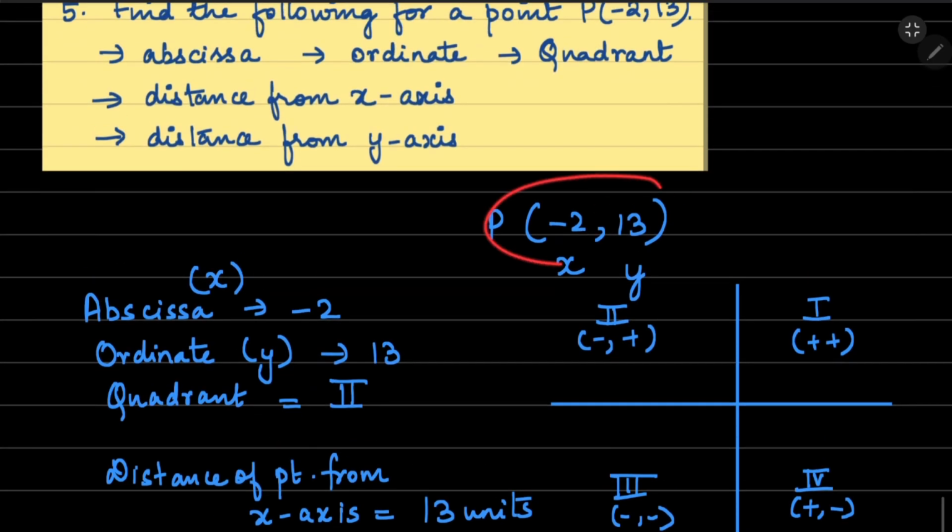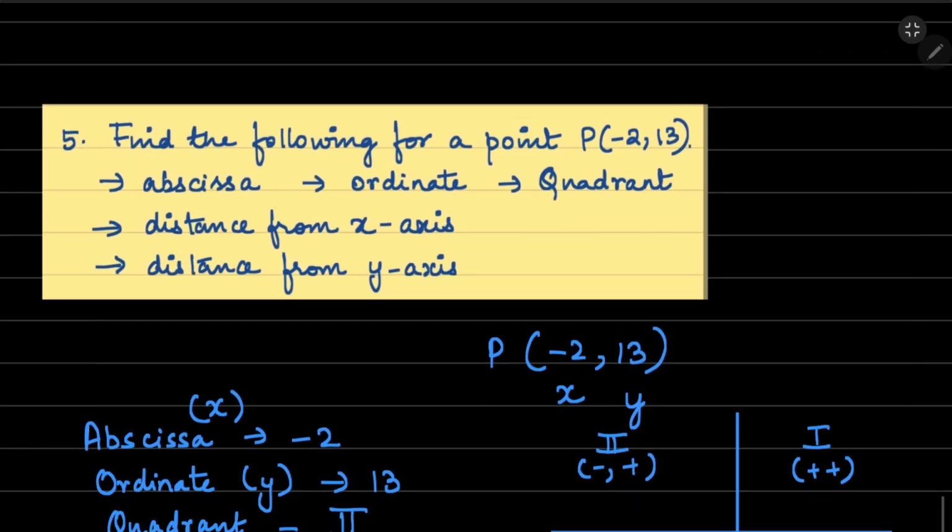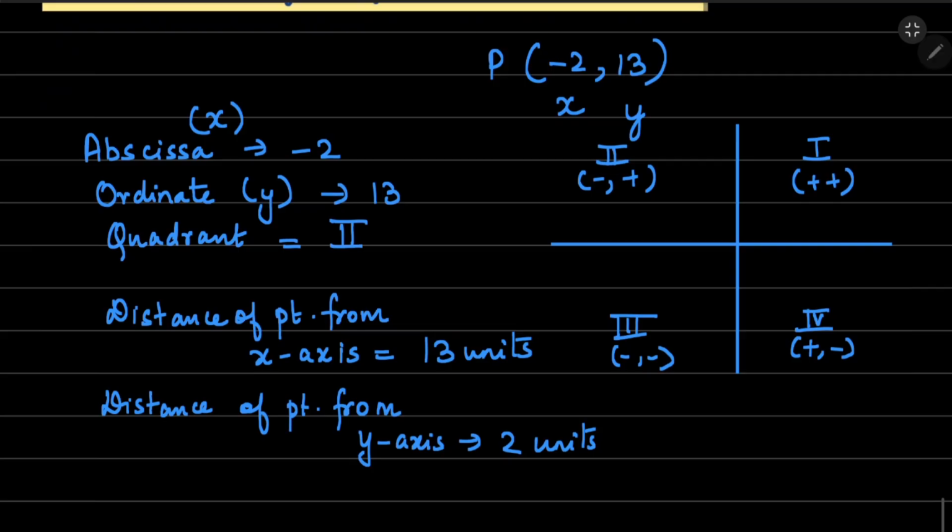So whenever you're given a point, the first value is your x coordinate, which is also called abscissa. The second value is your y coordinate, which is your ordinate. x is abscissa, y is ordinate. Which quadrant will the point lie? You have to remember the 4 quadrants and the positive or negative signs of each of the x and y coordinates. So negative, positive means it's the second quadrant. Distance from x-axis will always be your y coordinate. Distance from y-axis will be your x coordinate. So that's all. That was a quick daily practice of questions from the chapter Coordinate Geometry.